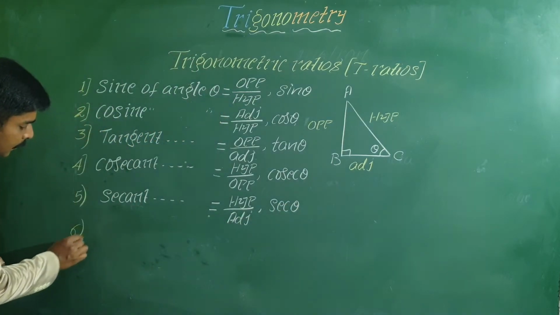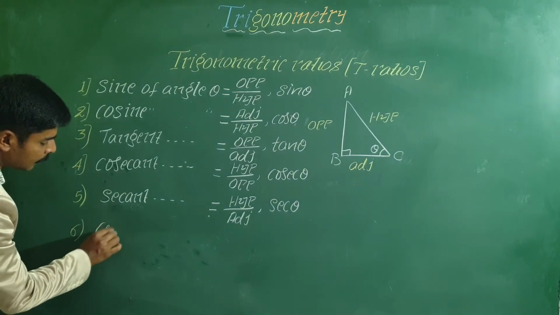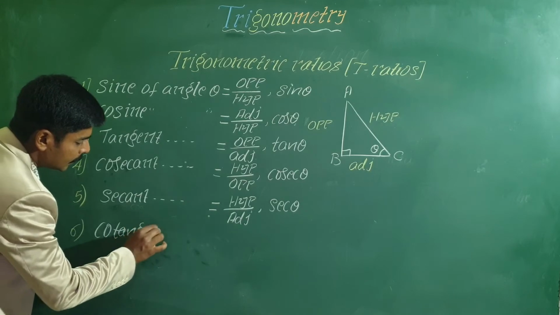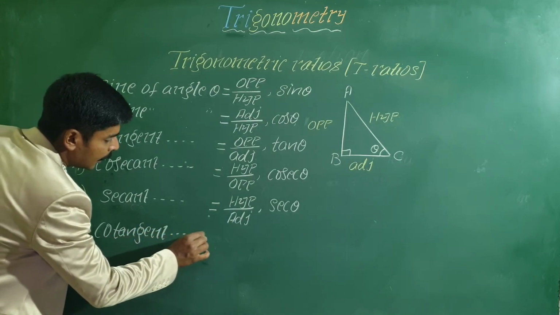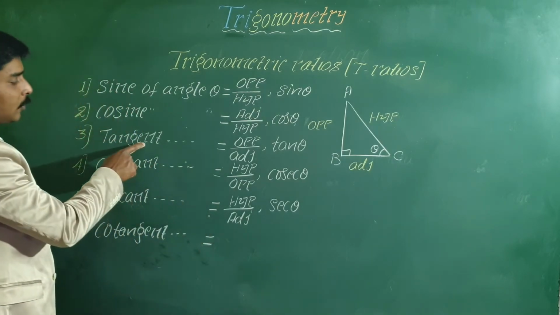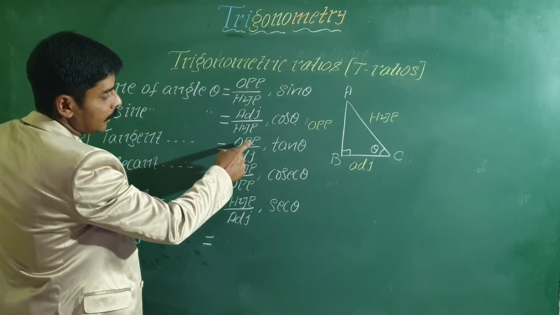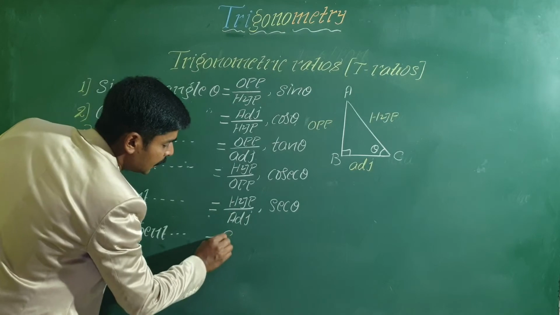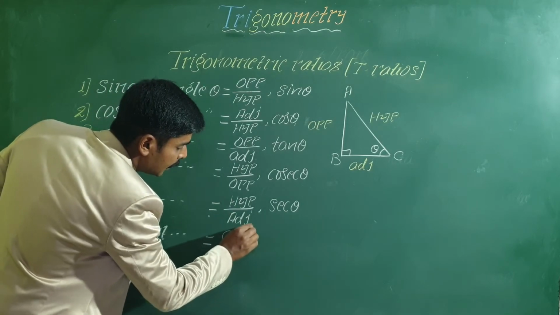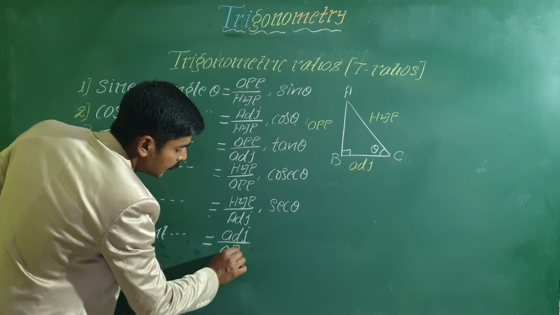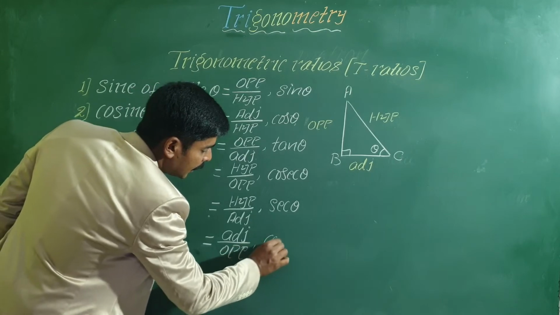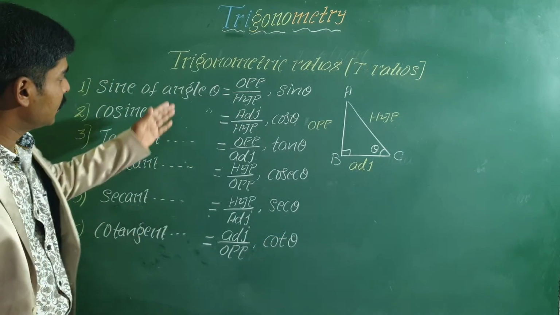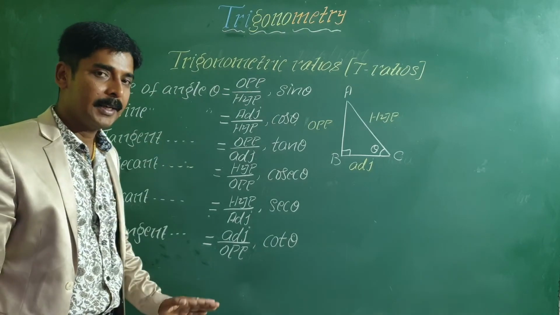Last one, cotangent of angle theta. Cotangent of angle theta, that is the reciprocal of tangent. Tan theta is opposite by adjacent. The cotangent will be adjacent by opposite. It can also be written as cot theta. Okay, these are the 6 different trigonometric ratios.